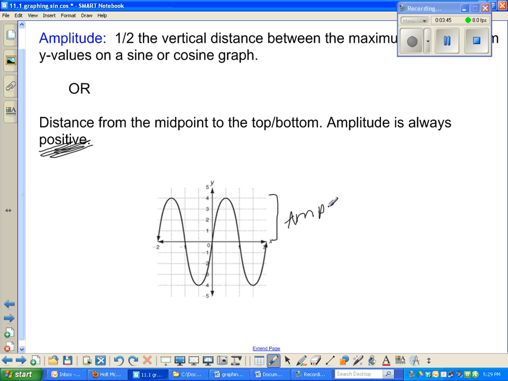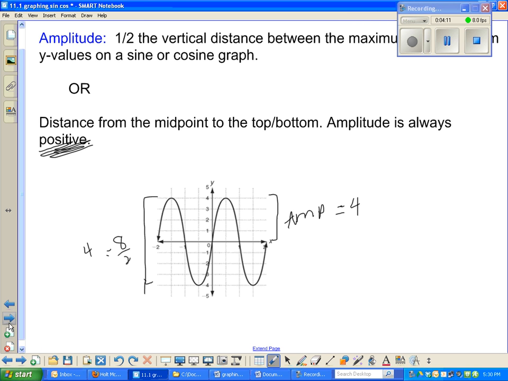And how much is it? The amplitude equals 4. If you want to think of it like this, half the vertical distance between the max and the min, the vertical distance here is, sorry, went a little too far. The vertical distance is 8. Half of 8 gives us 4. So the amplitude here is 4. If you need a couple minutes, hit pause.